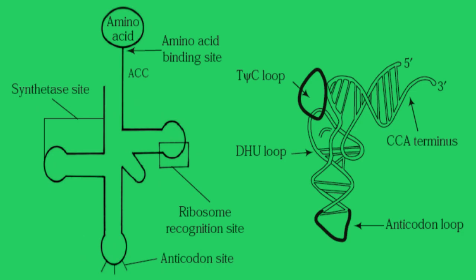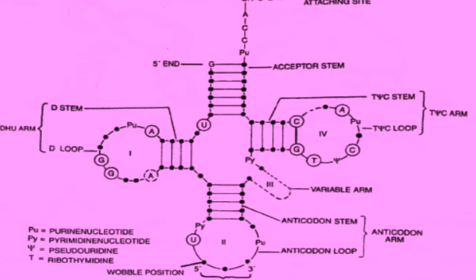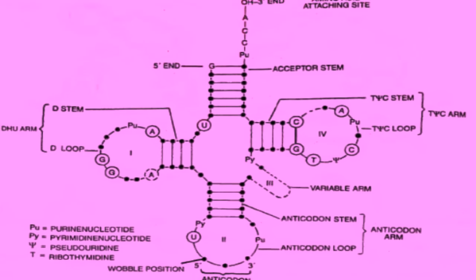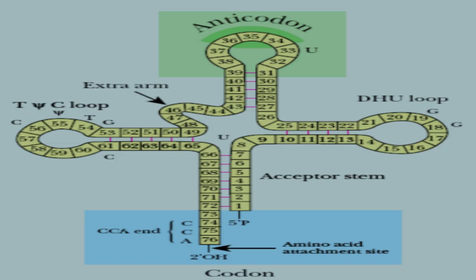Without tRNA, the genetic code would be meaningless. It ensures the correct amino acid is added in the correct sequence, making every protein precise. From enzymes to hormones, muscle fibers to antibodies, none of it exists without this tiny RNA molecule doing its job.